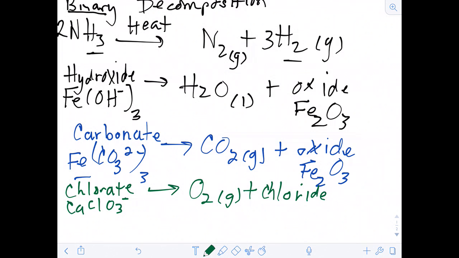Sky, what do you think? If you start with calcium chlorate, what's the chloride you're going to end up with? Well, it would still be calcium. Yep, so calcium chloride, right? And the formula would be CaCl2. Cl2, exactly.